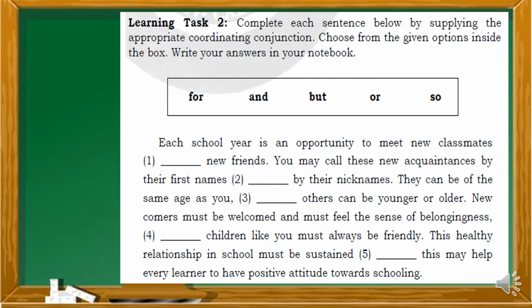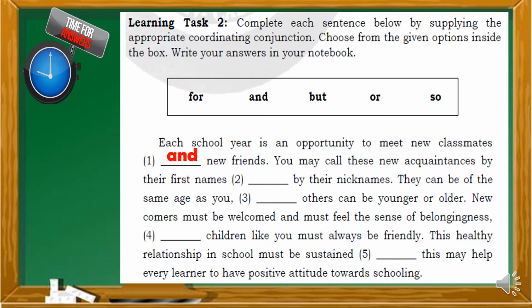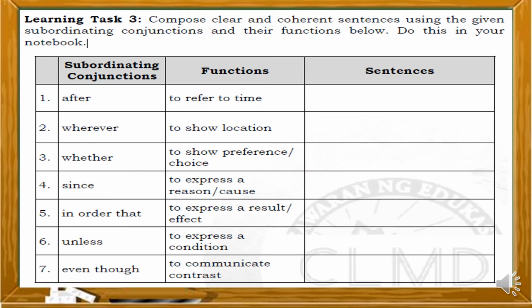Okay, so time to check your answer. For number one, we have and. For number two, we have or. For number three, the answer is but. For number four, the answer is so. And number five, the answer is for. Okay, class, did you get the same answer as mine? Very good.